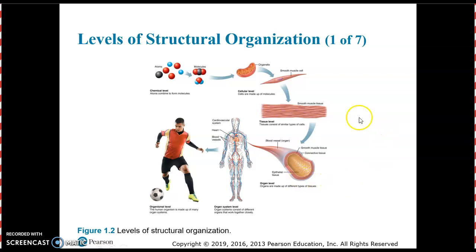And the blood vessels are combined with other organs to form the cardiovascular system, which is an organ system. It's combined with the heart, and the blood vessels and the heart are combined together to form the cardiovascular system. And then all of the 11 organ systems form the organism. So these are the levels of structure. You need to know them in order. And I'm just going to say them one more time.